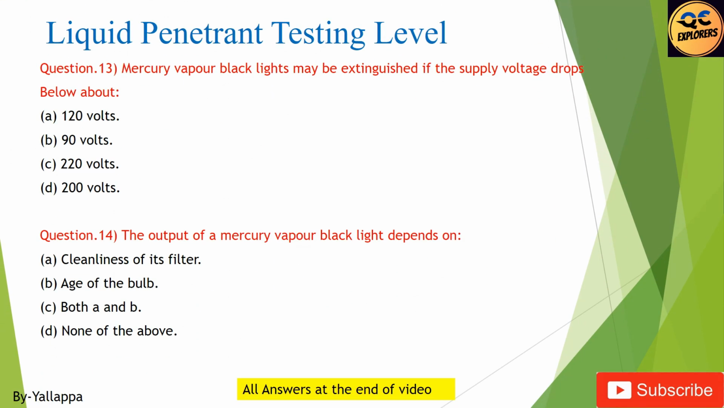Question point 13. Mercury vapor black lights may be extinguished if the supply voltage drops below about 120 volts, 90 volts, 220 volts, 200 volts. Question point 14. The output of a mercury vapor black light depends on cleanliness of its filter. Age of the bulb. Both A and B. None of the above.